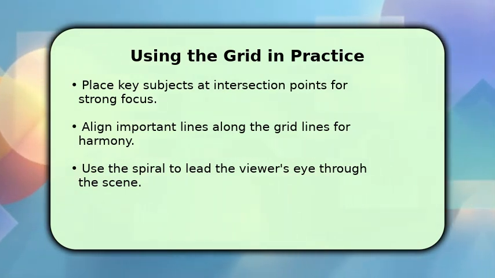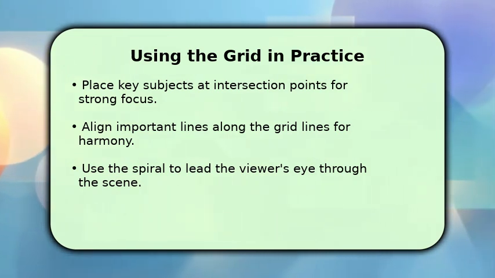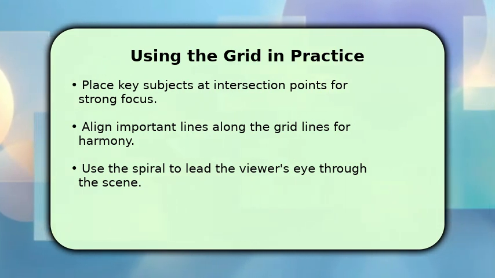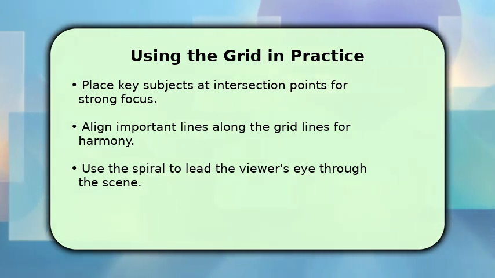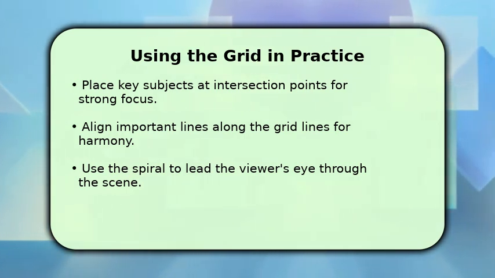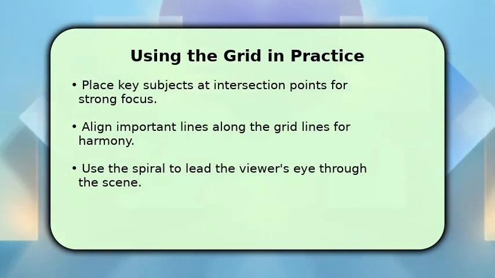Position your main subjects at the intersection points of the grid lines to create strong focal points. You can also align important elements, like horizons or leading lines, along these grid lines for a sense of harmony and balance. Additionally, consider the golden spiral, which naturally draws the viewer's eye through the photograph, enhancing narrative flow.